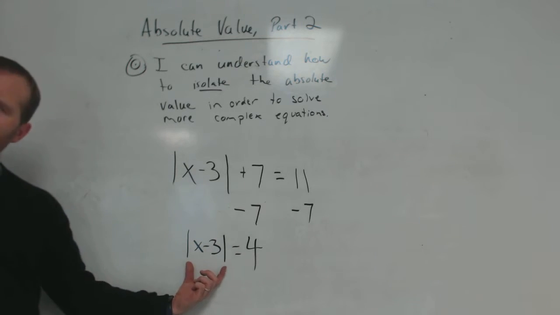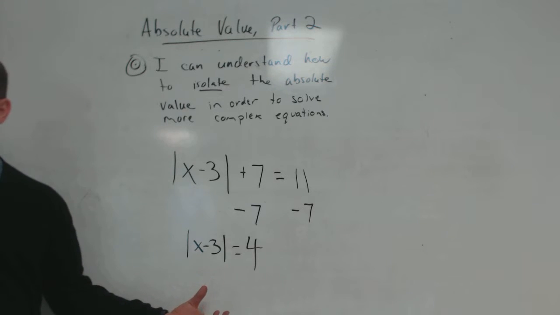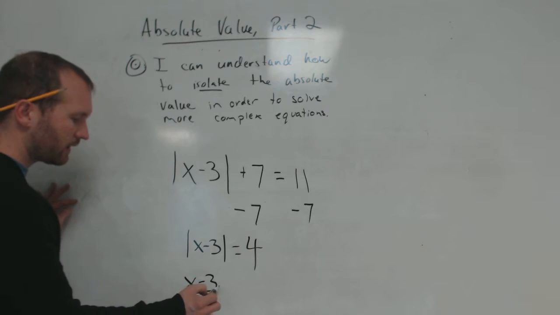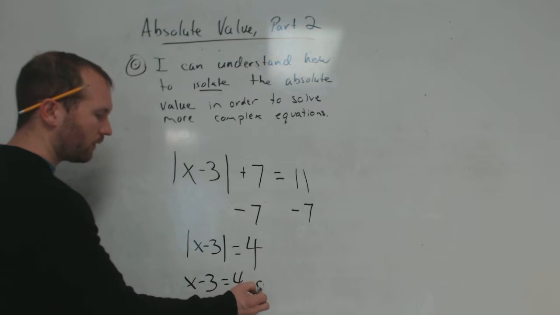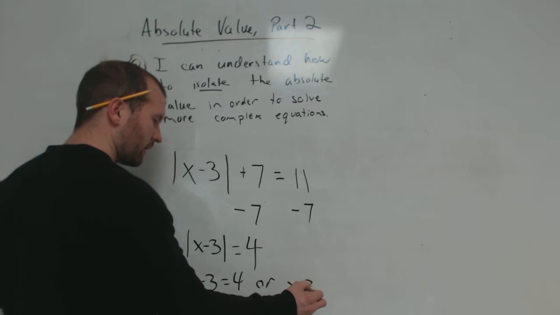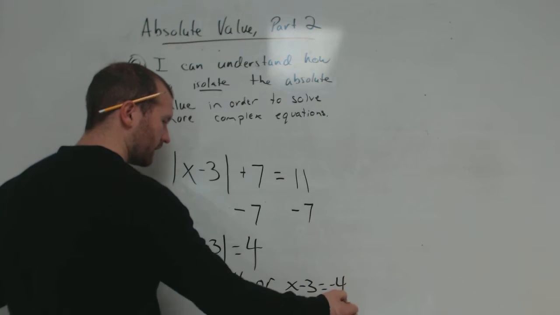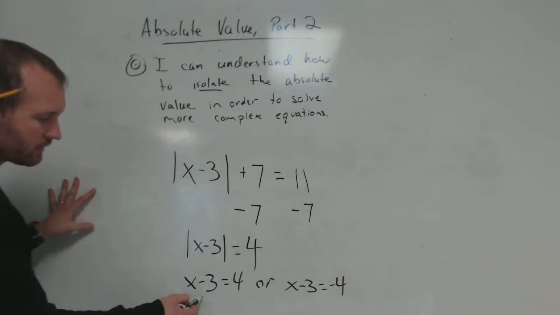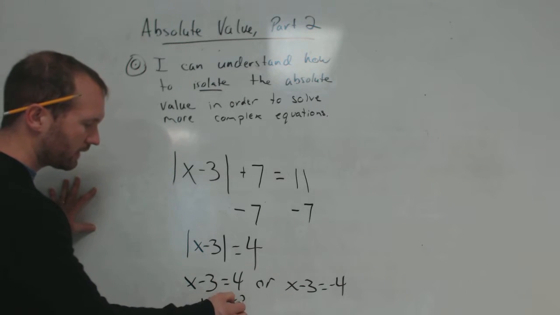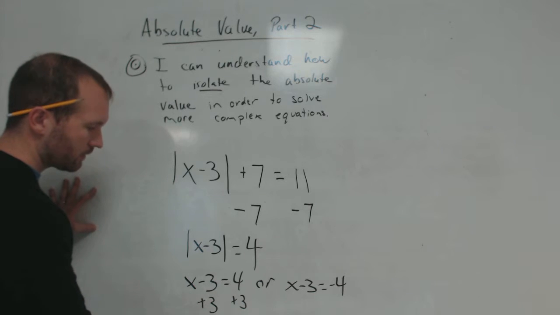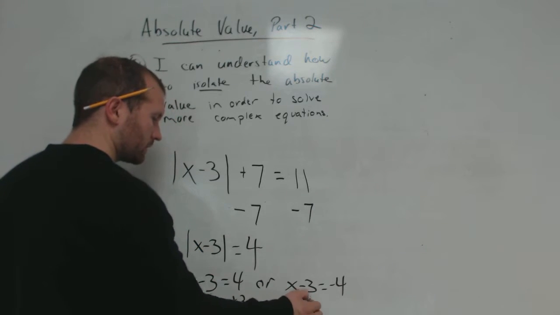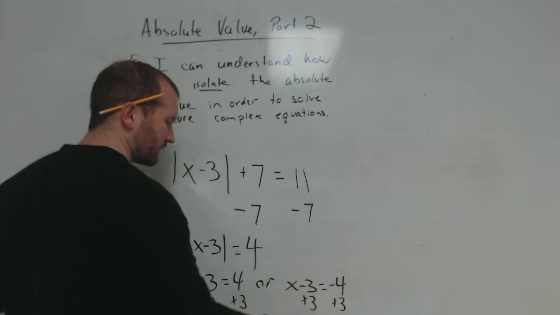Now that I have the absolute value all alone over here, I can do what we've been doing. Take what's inside the absolute value, which is x minus 3, set it equal to 4, or that same thing equal to negative 4. And then I can finally solve these. Plus 3, so x equals 7, or x equals, what is negative 4 plus 3?